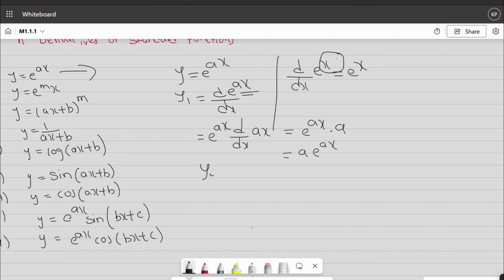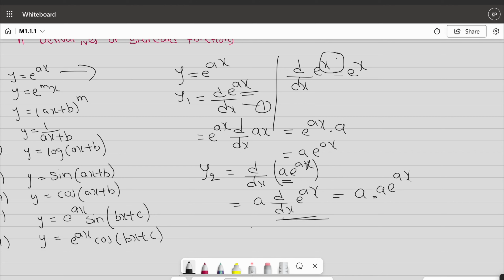If we differentiate again, then y2 can be written as d by dx of the derivative we got, a e power ax. Here a is a constant, so the constant comes to the front, and then we have to differentiate e power ax again. We already did that in the previous step, so it can be written as a into e power ax. Multiplying these, we get a square into e power ax.